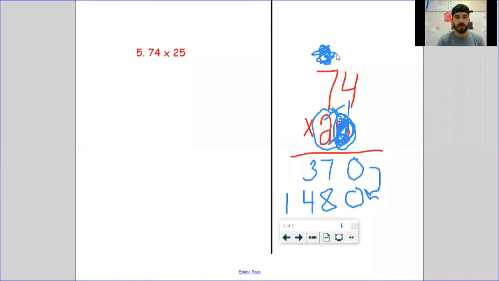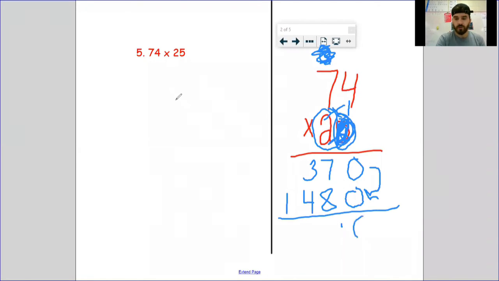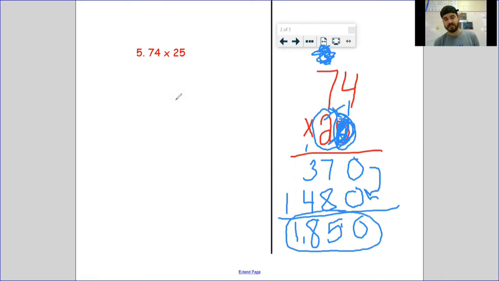If I can get this out of the way. 0 plus 0, no problem. 8 plus 7 is going to give me 15. 5 stays, 1 goes. 4 plus 3 is 7, plus 1 is 8. Bring down that 1. I get 1,850. Now, I prefer it that way. I think it's a little bit easier that way. But some people are just really struggling with that concept or that strategy.